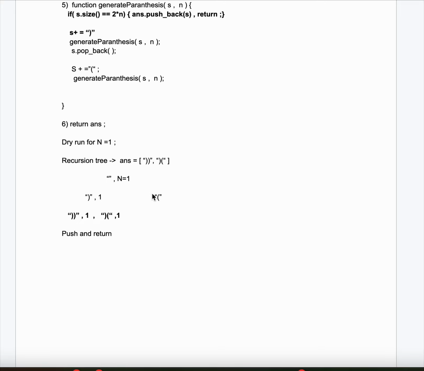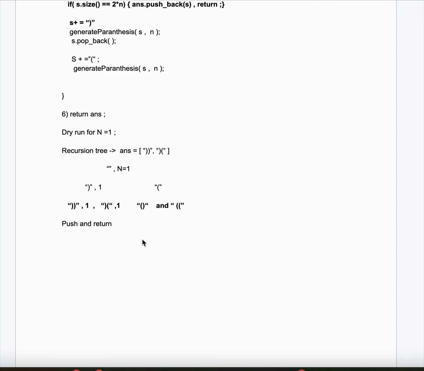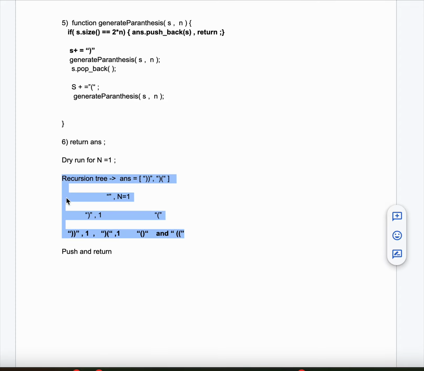Likewise it will go for this part also, and we have got 2 answers here. Likewise we will get them here also. One is this and the other is this. First we put this, so we will get this first and then this. Yeah, we will get this one. So that's all. We have drawn the recursion tree.